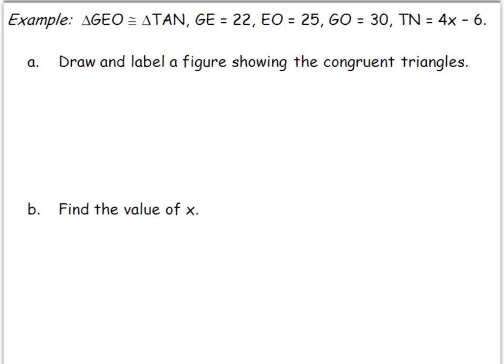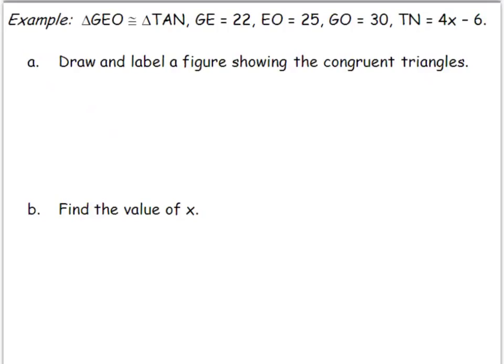All right, so let's go ahead and take a look at this example. In this example, we are giving you two triangles, and we're saying they are congruent along with their side lengths for some portions of the triangles. The first part of this example, what we want to do is draw and label a figure showing the congruent triangles.